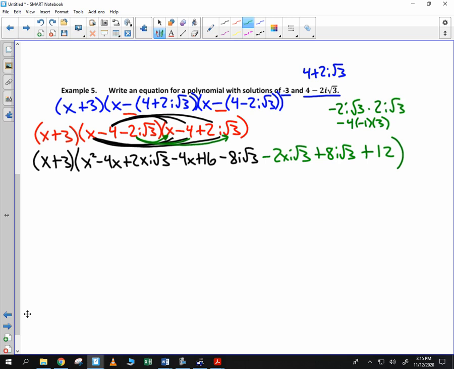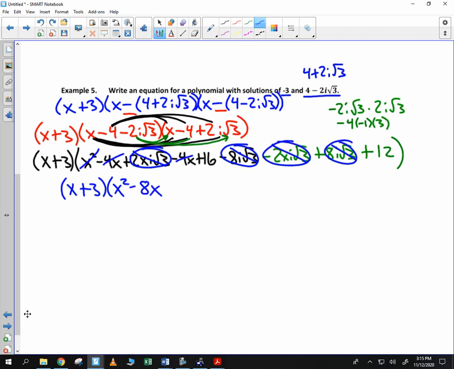Okay, looks really bad. We come to save the day. 8i roots of 3 and negative 8i roots of 3 are gone. 2xi roots of 3 and negative 2xi roots of 3 are gone. What you're left with is x plus 3 times x squared. It's gone. Negative 4x and negative 4x make negative 8x. And 16 and 12 do make 28. Now we can easily multiply that out.